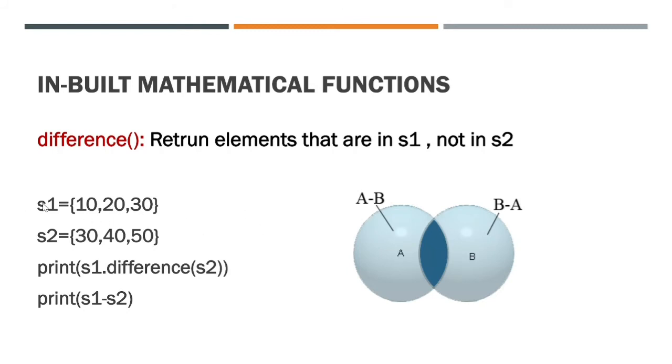Right? So S1 minus S2 will have 20 and 10 in it, and S2 minus S1 will have 40 and 50. So if I write S1 dot difference S2, the elements of S1 will be printed, right? And if I write S2 difference S1, then the elements of S2 will be printed, and this can be simulated by the minus operator or the subtraction operator in mathematics. So let us first run this code.